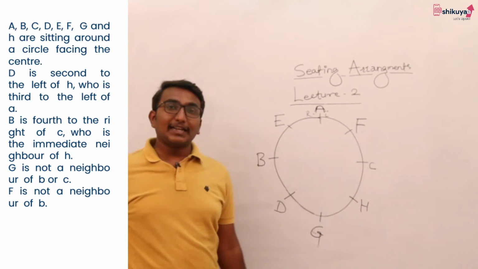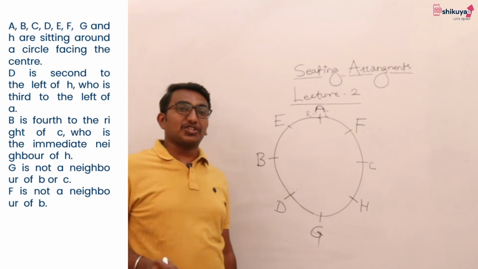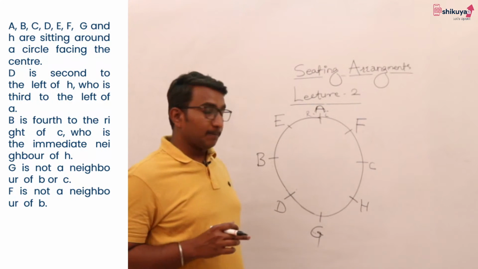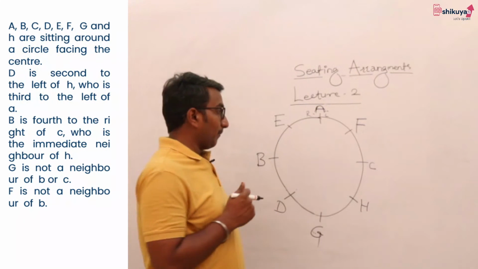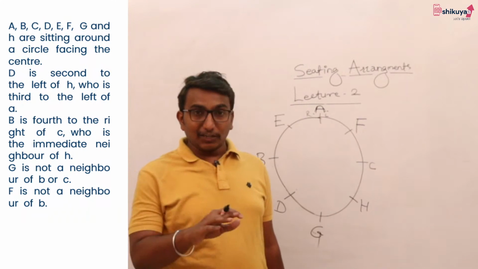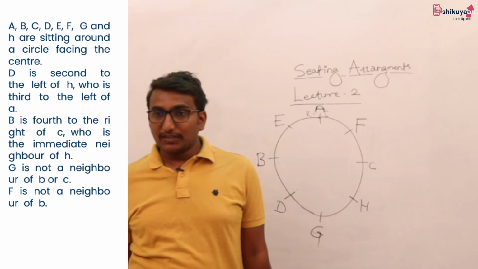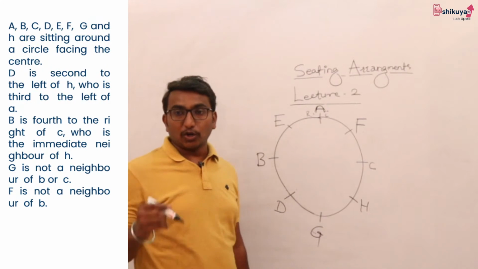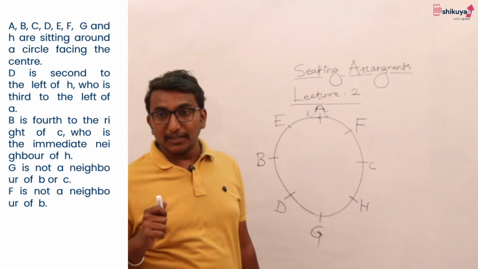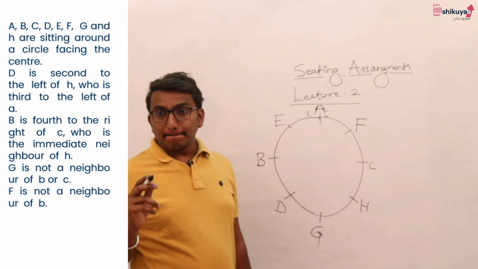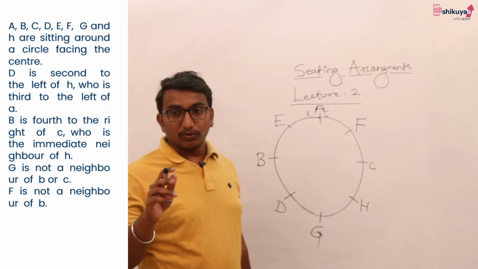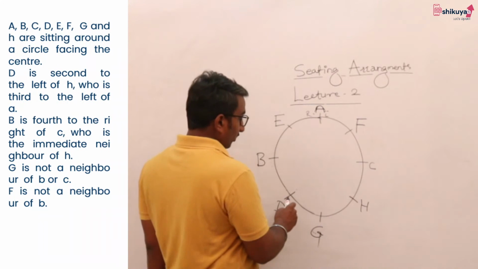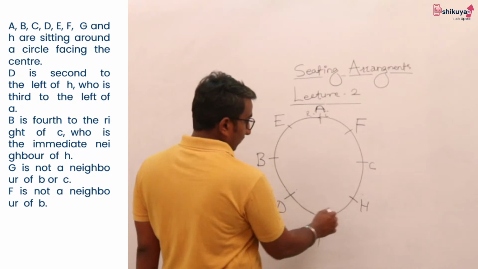When you complete the entire arrangement, you have to just cross check whether all the objects that you have put in your diagram are correct or not. So let's read all the statements one by one and confirm whether all of them are correctly fitted or not. The very first statement is: D is second to the left of H. This is right, this is left, 1, 2.